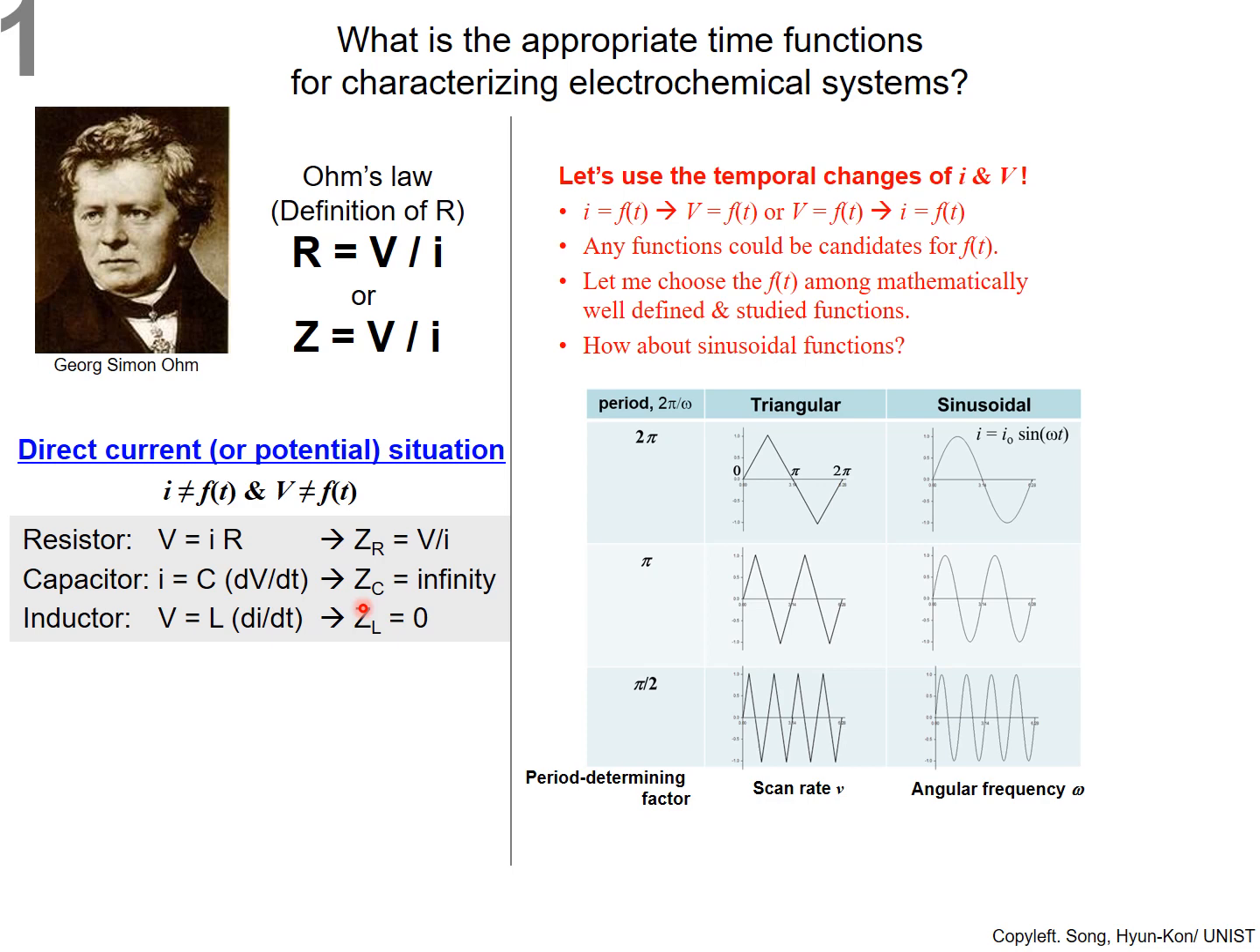So we have a very simple result. Resistance gives us some value. However, capacitance is going to infinity and inductance is going to 0. So they look very simple. So I'm not sure we could use those impedance circuit elements for representing the electrochemical processes in this constant current and constant potential situation. In other words, direct current or direct potential situations.